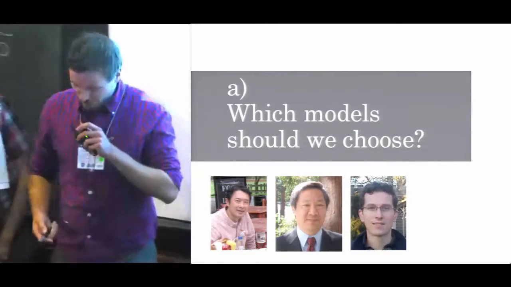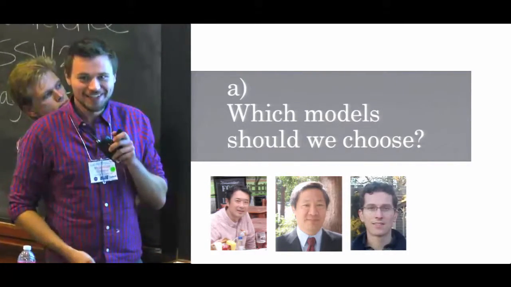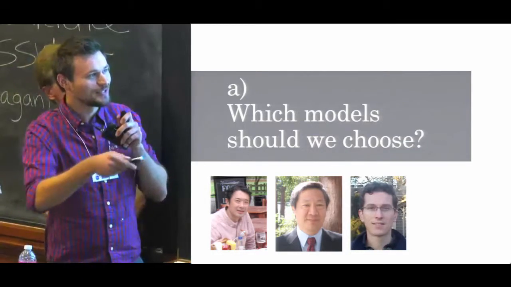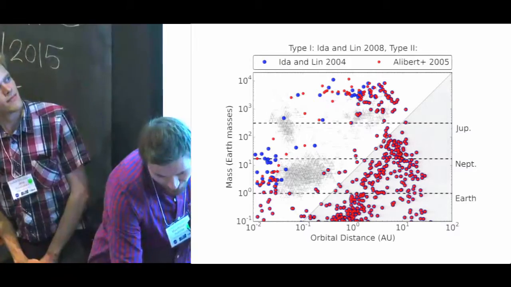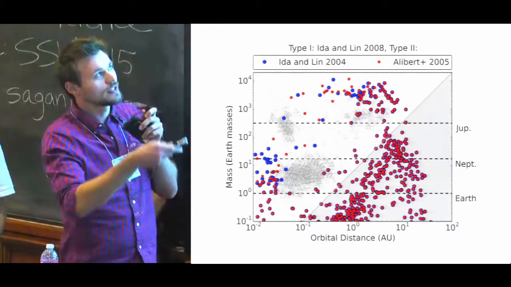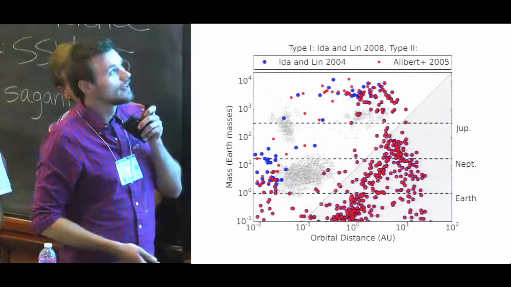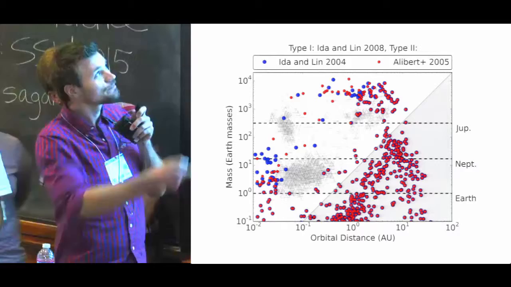So the first question is, which of all these nice models should we in the end choose? Unfortunately, I ran out of time and couldn't put a picture for Alibert anymore. And if we look at this, we can compare with our known planets and do exactly what Doug Lin said we shouldn't do, and look at where we produce planets compared to our known planets.